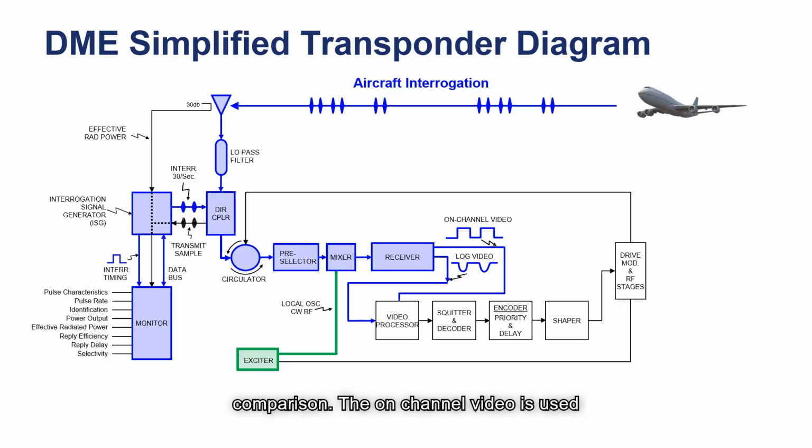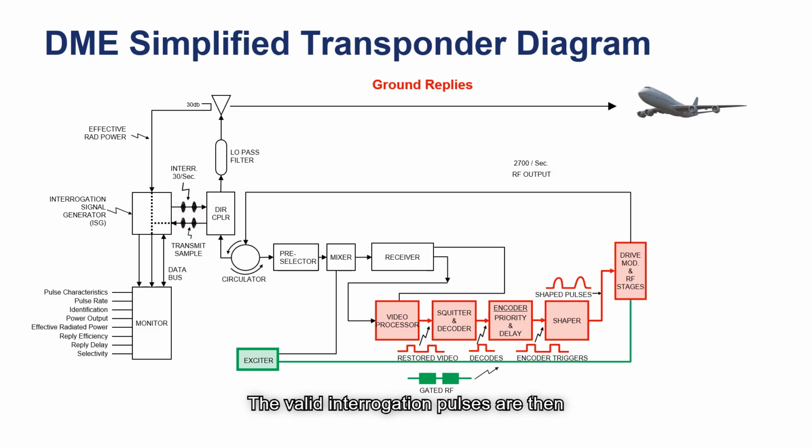The on-channel video is used to generate enabling gates at the coincidental stage, and the log video is fed to the half-amplitude finder to produce the restored video pulses. Also, the log video is used to trigger the echo suppression circuitry when a predetermined amplitude level is reached. The valid interrogation pulses are then sent to the decoder circuit to begin the reply process. The decoder checks for the correct pulse spacing according to the mode, 12 microseconds or 36, depending on if it's X or Y. A pulse is sent out if the spacing is correct.